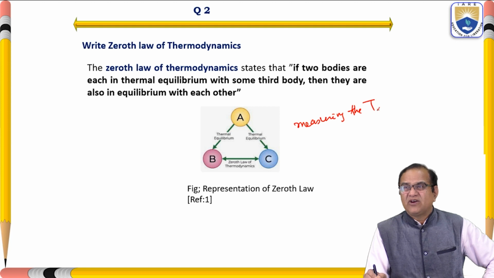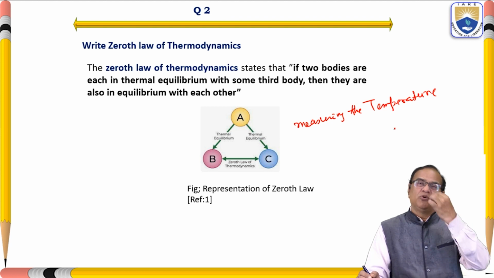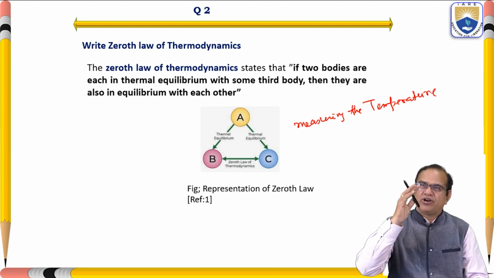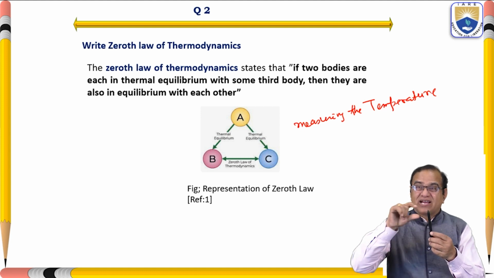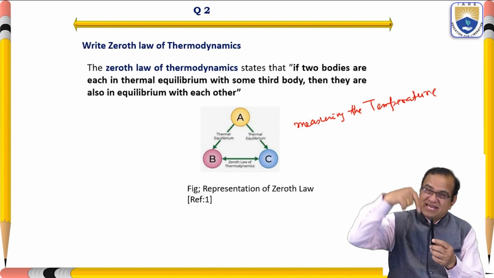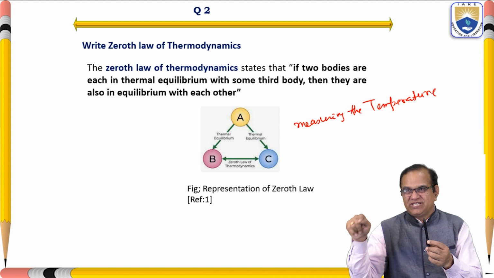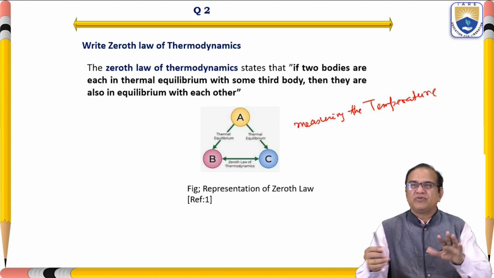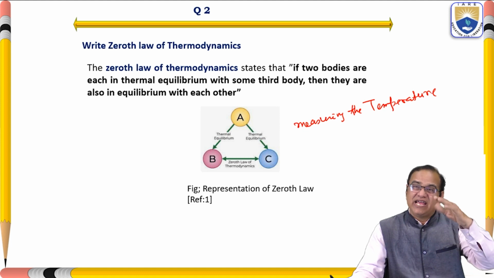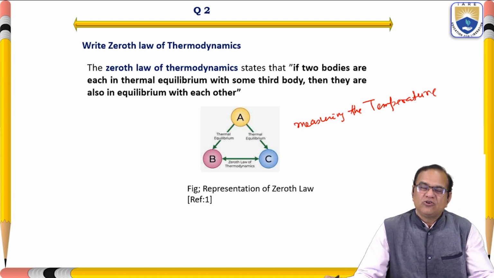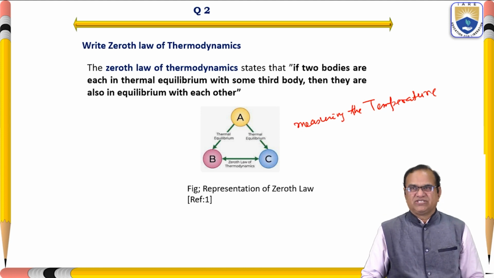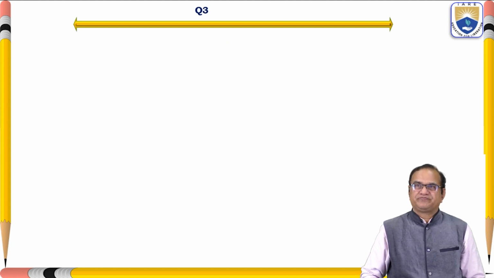This is measuring the temperature, which we normally see in the doctor's hand to measure your fever. If you put the thermometer in your body, then your body is A, the glass is B, and the mercury is C. If A is in equilibrium with B, and A is in equilibrium with C, then B and C will also be in equilibrium. There are calibrated lines and we know the expansion, so accordingly it will give that your body temperature is 98 Fahrenheit or so. In this way we can measure the temperature. So this law gives the basis for the measurement of temperature.